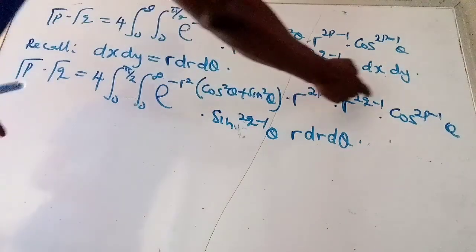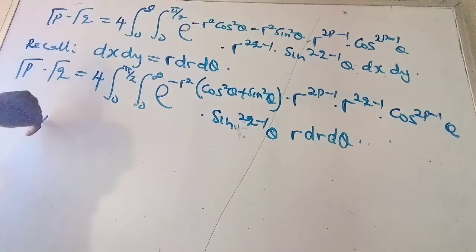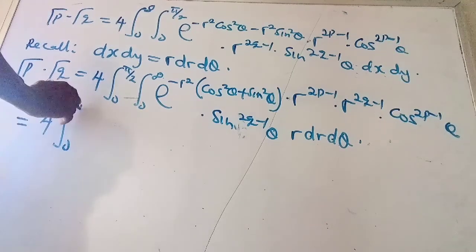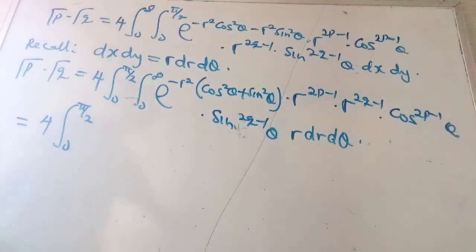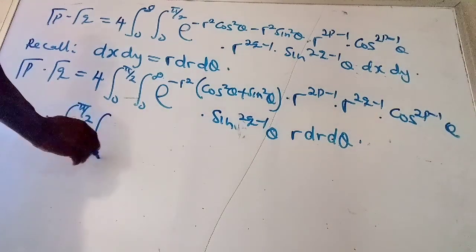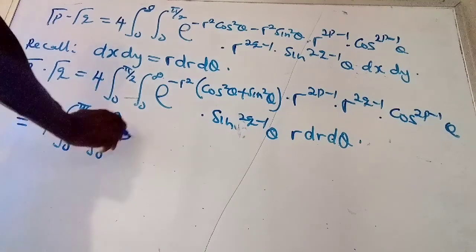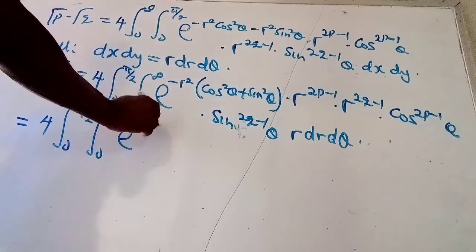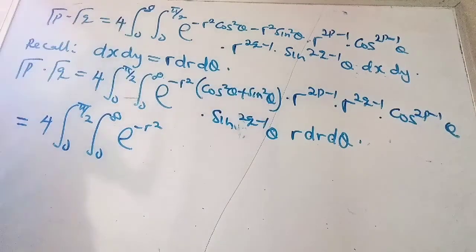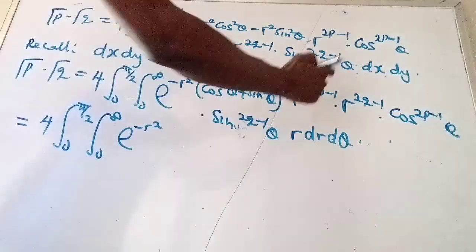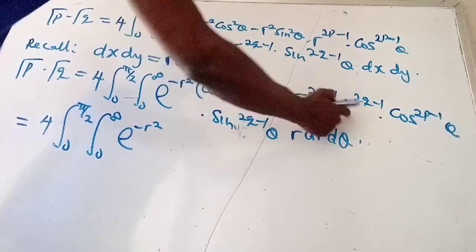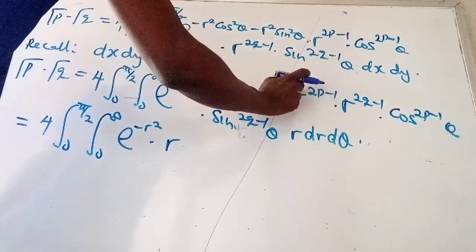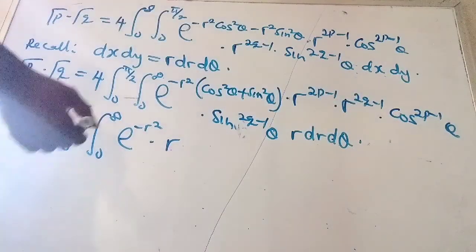So if I add up the power of half together, this will give me 4 integral 0 to pi over 2, integral 0 to pi over 2, and integral 0 to infinity e to minus r squared, because cos square theta plus sin square theta is 1, according to the identity in trigonometry. So this times this, since this is a common base, I'm going to add 2p minus 1 and 2q minus 1 together.